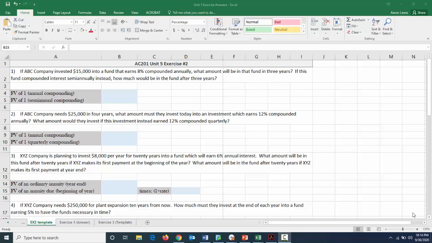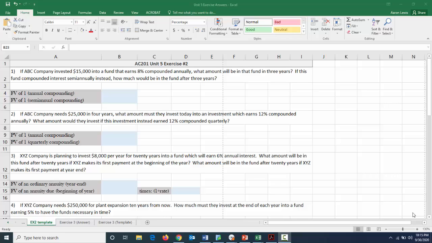Hello everyone, here are the answers to exercise number 2 in Unit 5 of AC201. I'm going to be using Excel to solve this because the formulas and functions in Excel make solving for the time value of money so much easier than any other method of doing this.